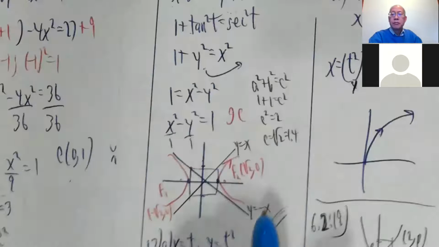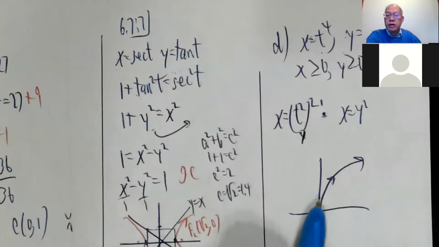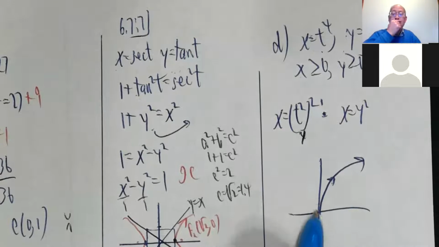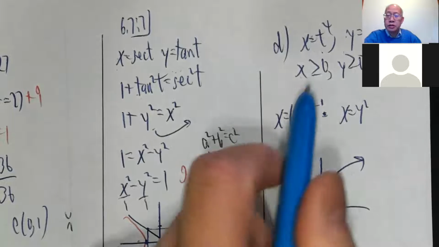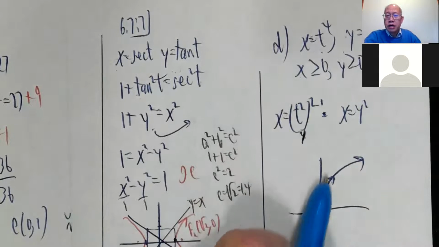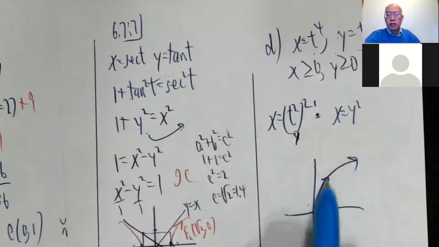And once again, x equals y squared, I recognize as a parabola opening to the right. But because x is greater than or equal to 0 and y is greater than or equal to 0, I only have the first quadrant and the origin. And the arrow is going this way, again, because if I plug in 0, I'm at (0, 0). If I plug in 1, I'm at (1, 1). So it's going like that.